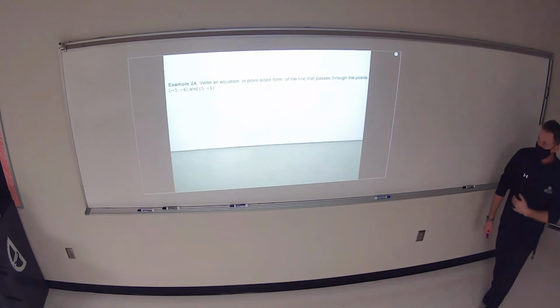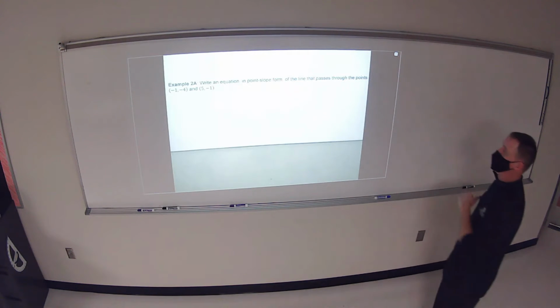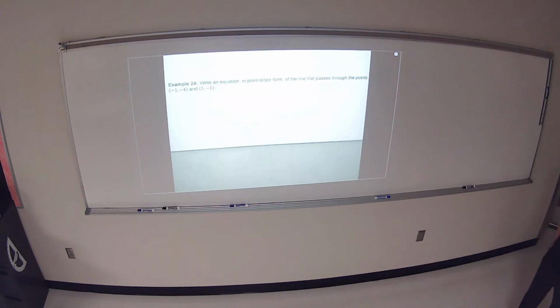Okay? So, write the equation in point slope form of the line that passes through the points (-1, -4) and (5, -1). Okay? So what are the two things we need in order to write the equation of a line in point slope form? We need a slope, which we don't have, and we need a point, which we do have.